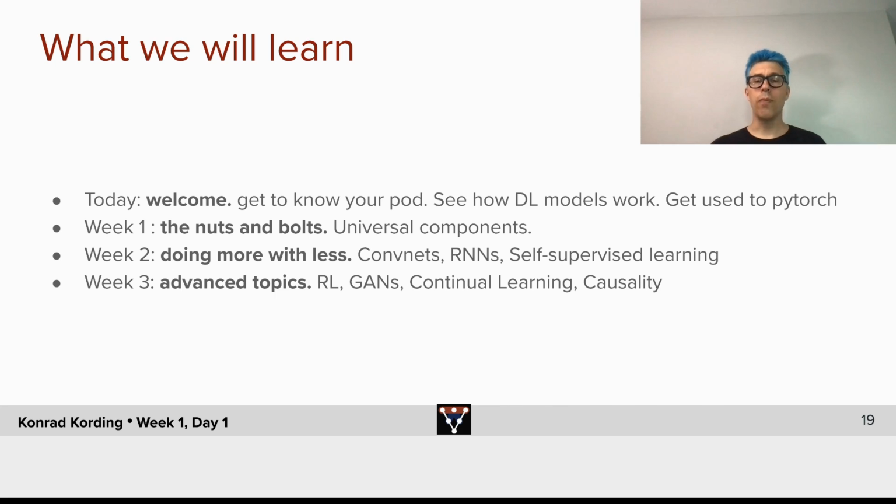We will talk about all these different tricks that we use to need fewer parameters. Talk about convnets, recurrent neural networks, self-supervised learning, all these tricks that allow us to, in a way, deal with less data. And in week 3, we'll talk about more advanced topics: reinforcement learning, generative adversarial networks, continual learning, and causality, which is incidentally one of the areas I'm really excited about.